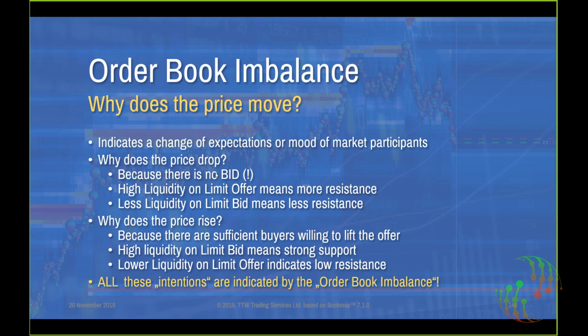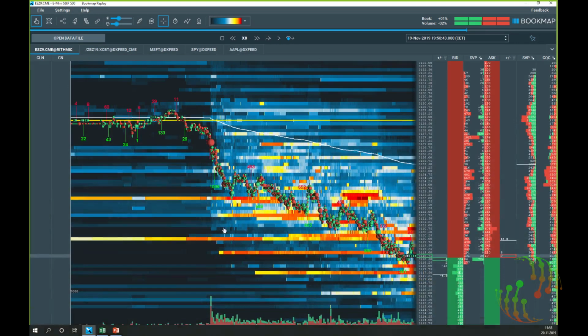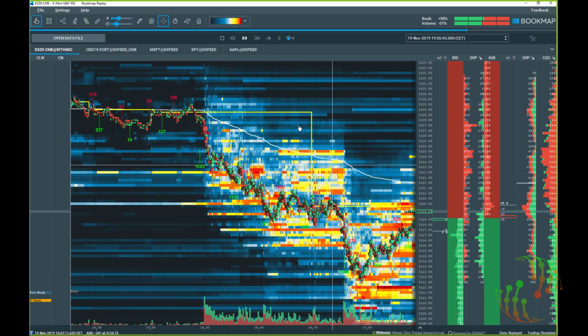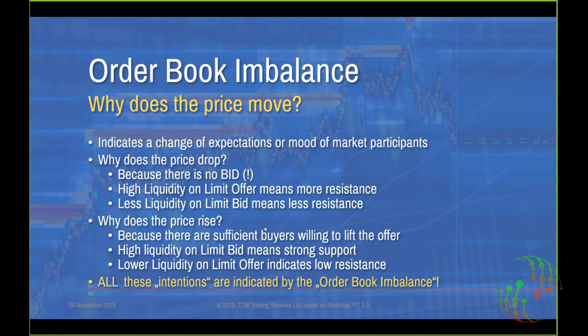You see that also on the visualization part of the Bookmap here, or the presentation part of the Bookmap here. There is no liquidity here. There is no liquidity there. Everything is trading or traded around here in this area. So this book is weaker on this side and on this side than here in between. High liquidity on limit offer means more resistance. Less liquidity on limit bid means less resistance. That is the reason why the prices are going down.